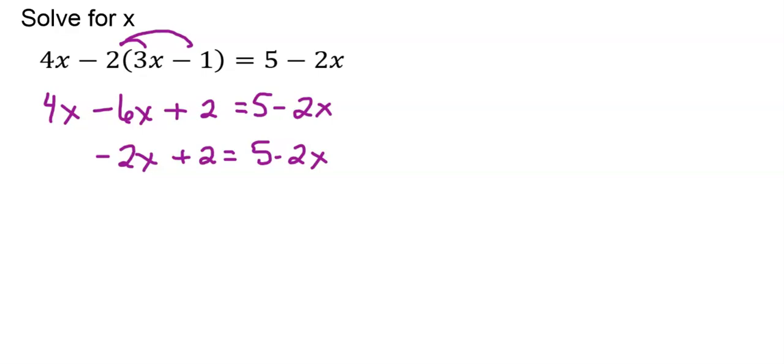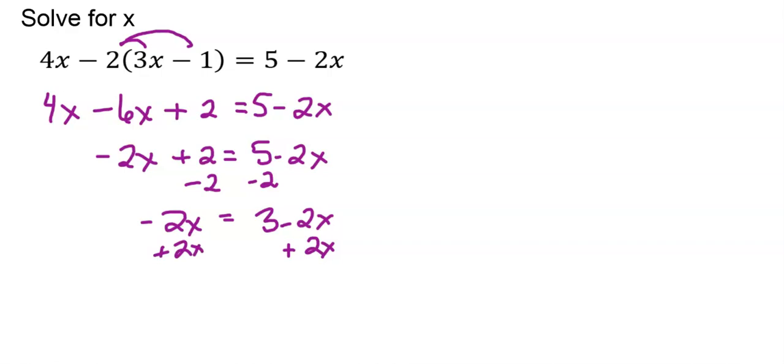I'm going to move the number terms to the right side again, so let's subtract this 2 from both sides. We'll have negative 2x plus 0, that's just negative 2x, equals 5 minus 2 is 3 minus 2x. Now I want to get rid of this variable term on the right side, so I can add 2x to both sides.